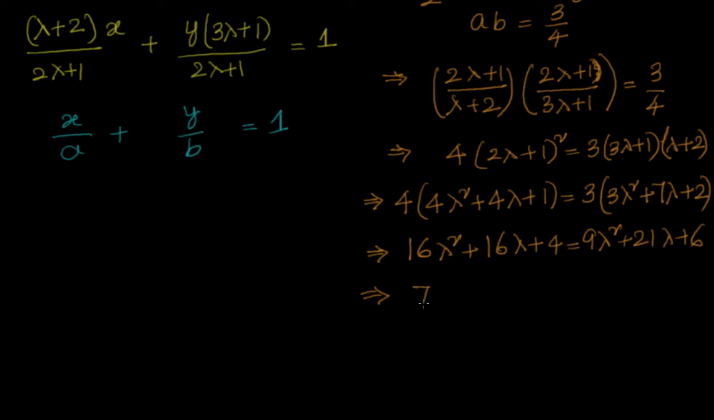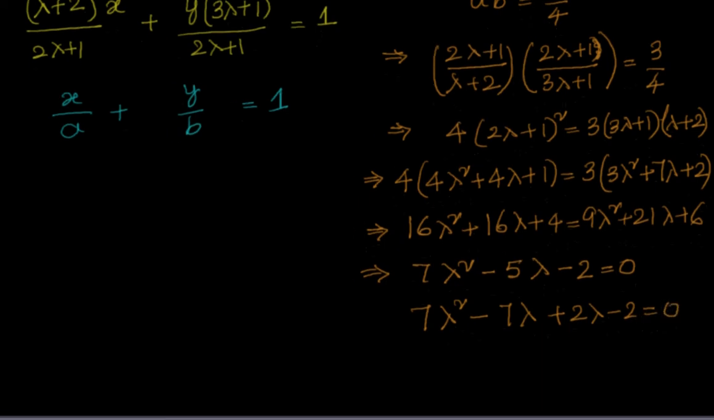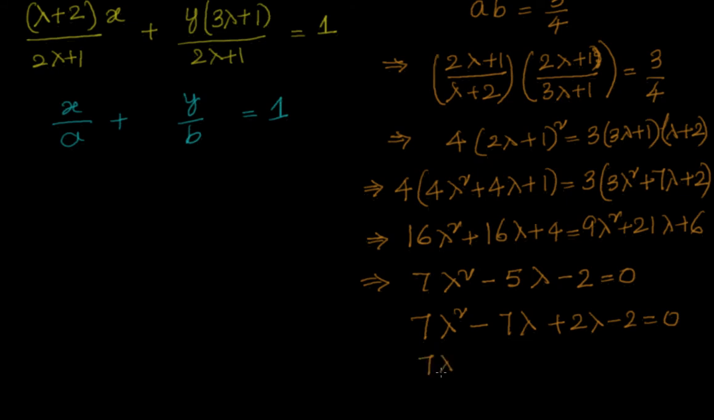So I will have 7 lambda square minus 5 lambda minus 2 equal to 0. So I should have the product as negative 14 and the sum to be minus 5. So can I write it as minus 7 and plus 2 so that it will satisfy both of them? This is a quadratic equation, just splitting the middle term, nothing else. You can take 7 lambda plus 2 into lambda minus 1. So 7 lambda plus 2 equal to 0 or lambda minus 1 equal to 0, that will give you lambda equal to 1 or lambda equal to minus 2 by 7. So we have two values for lambda.